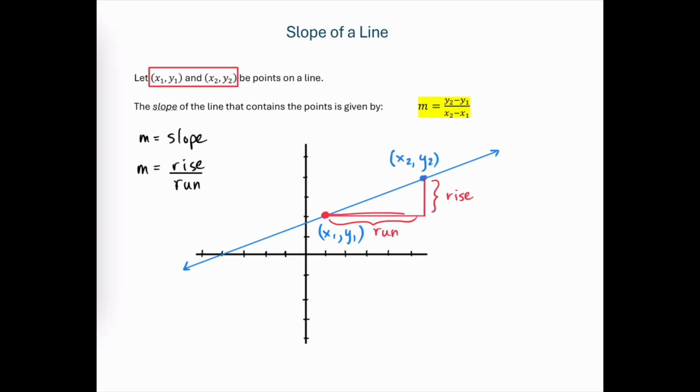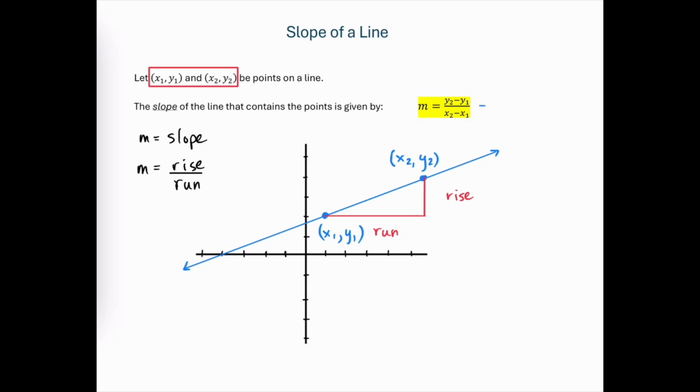How far do we travel horizontally? And how far do we travel vertically to get from one ordered pair to another on a line? To calculate the slope of a line, we use this formula. We say y2 minus y1 divided by x2 minus x1.